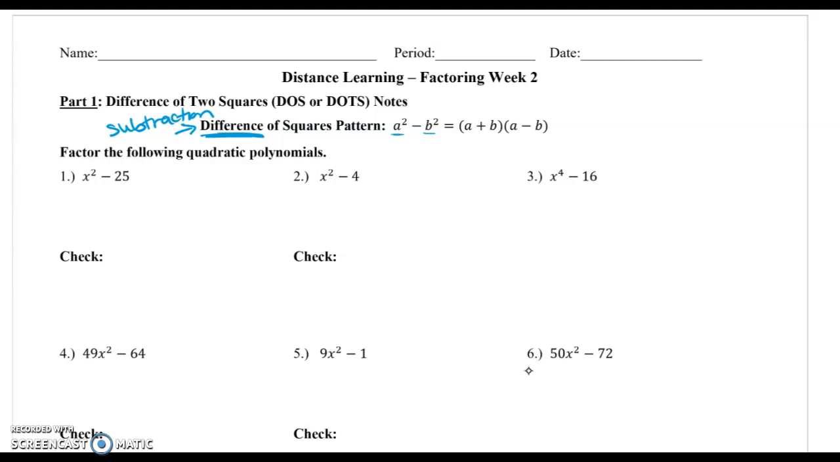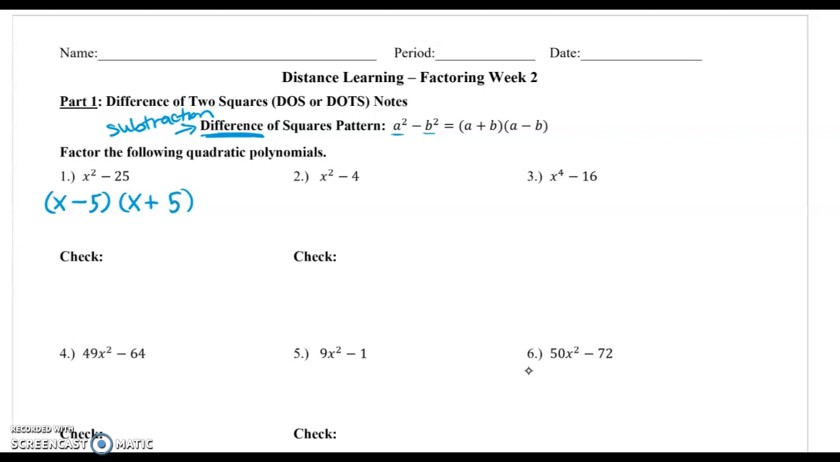For this first one, x squared minus 25. It's subtraction, so it's a difference. And x squared we know is a perfect square, and 25 is also a perfect square. So if we factor this, we're saying what times what gives us x squared, which would be x times x. And then it's always going to be subtraction and then addition, or it could be addition and subtraction. Either way is the same. And then the square root of 25 would be 5.